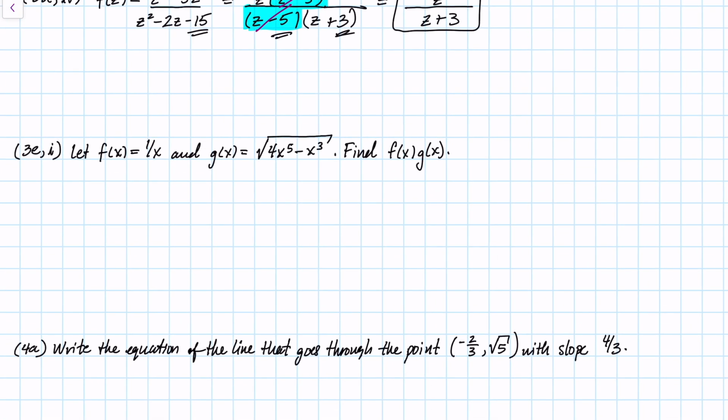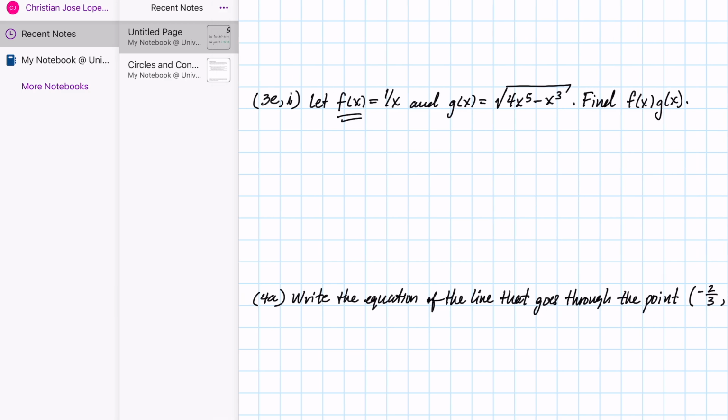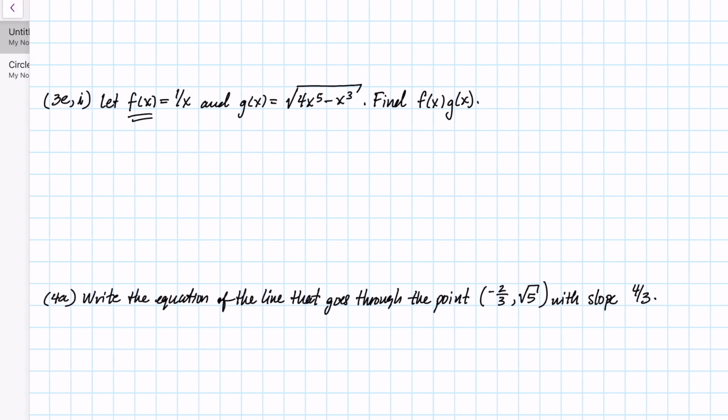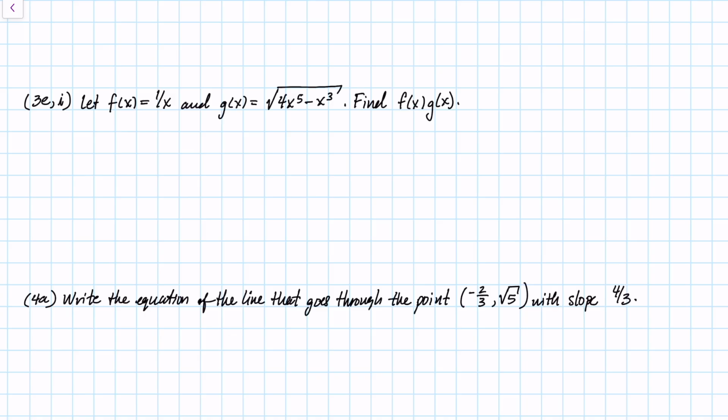All right, so over here in problem 3E, part 1, now we have two different functions. We have f of x equal to 1 over x and g of x equal to this ugly thing right here, square root of 4x to the 5th power minus x cubed. And we have to find f times g of x, and we have to somehow put this 1 over x inside this radical. Okay, so let me show you how you can do that.